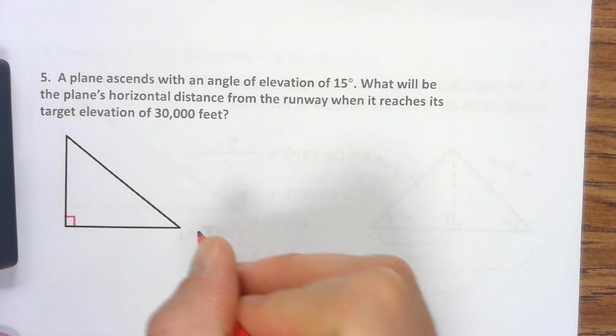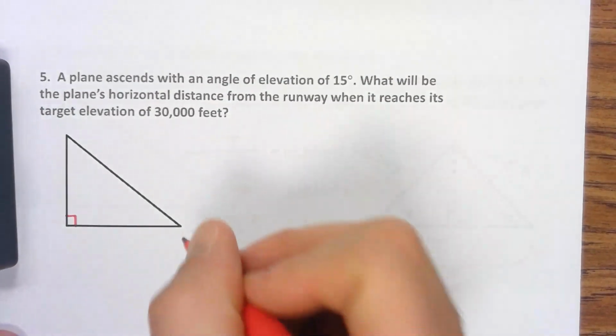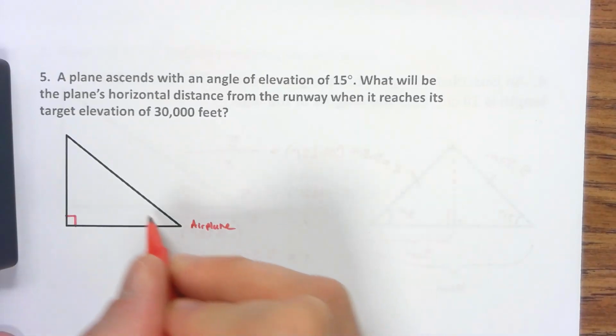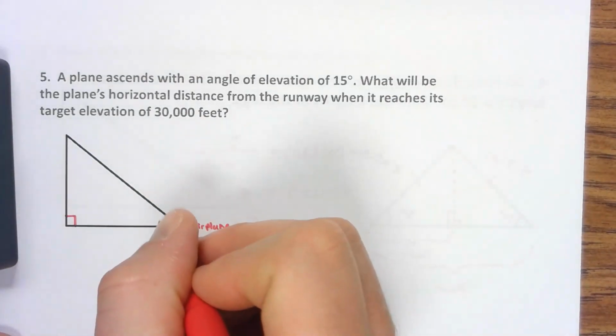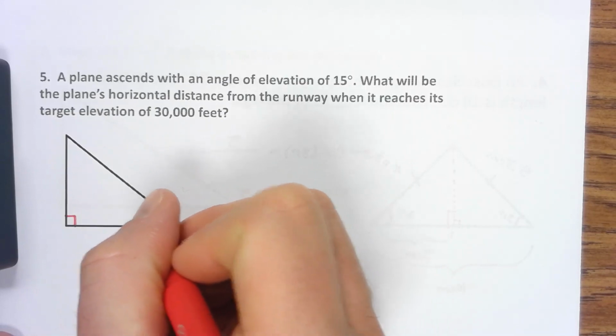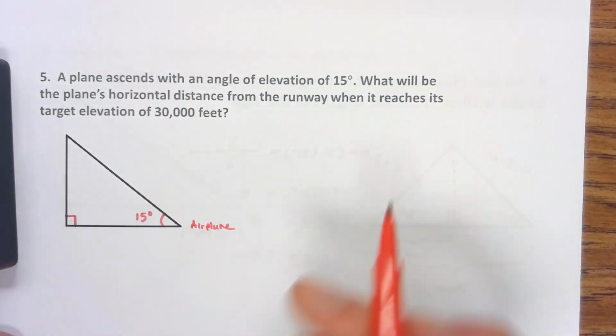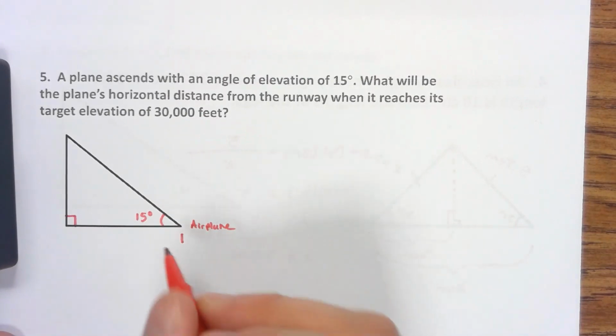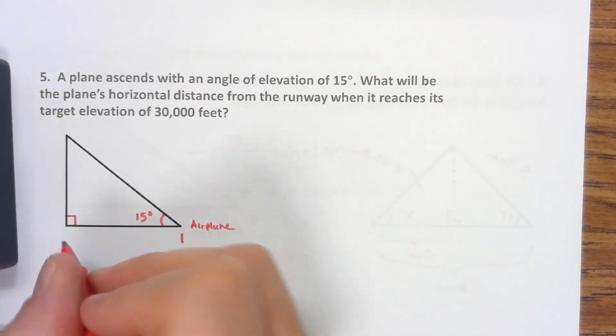I'm not a good drawer, I'm not even going to try, so we'll just call this the airplane right here. So the airplane takes off at an angle of elevation, meaning it's going up at 15 degrees. The horizontal distance from the runway, so we'll call this the end of the runway right here, and this is its horizontal distance.